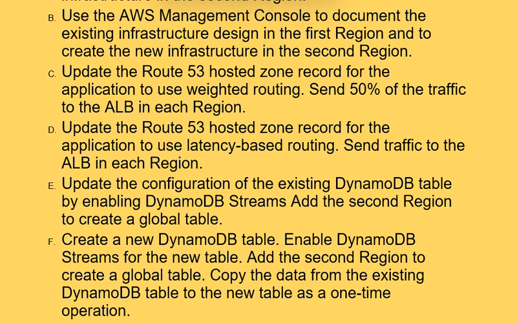Option E, update the configuration of the existing DynamoDB table by enabling DynamoDB streams, and add the second region to create a global table. Option F, create a new DynamoDB table. Enable DynamoDB streams for the new table. Add the second region to create a global table. Copy the data from the existing DynamoDB table to the new table as a one-time operation.